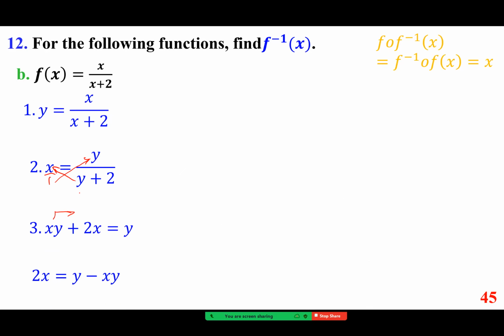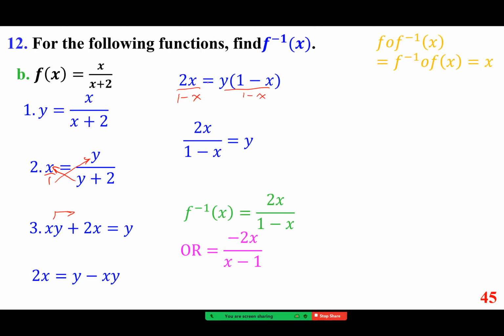We're going to factor the y from the right side, it becomes y times (1 minus x). And we're going to divide both sides by 1 minus x. And we're going to replace the name y with f inverse of x. By the way, depends on how you move things, it's important to see these two are identical. If somebody moved it differently in this step, we could have had -2x over x minus 1. So either way is fine.